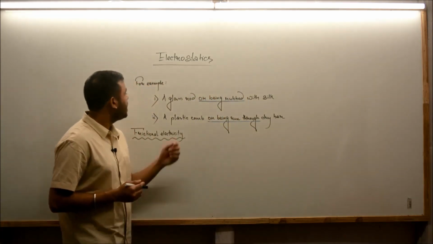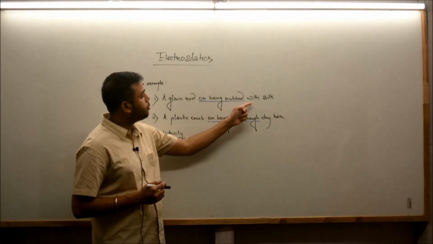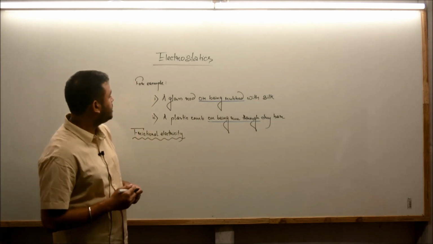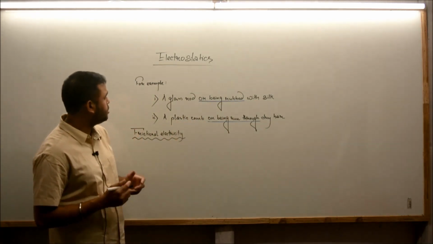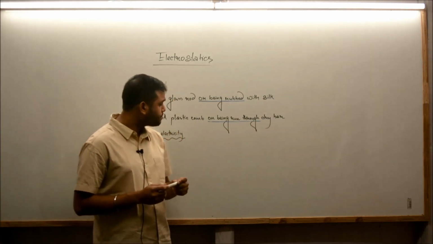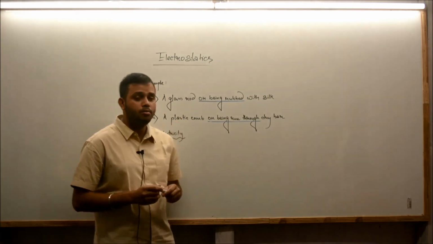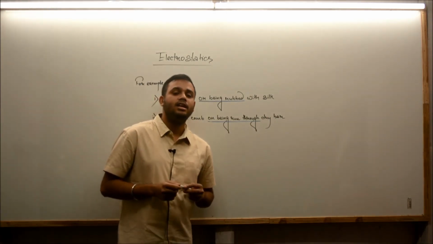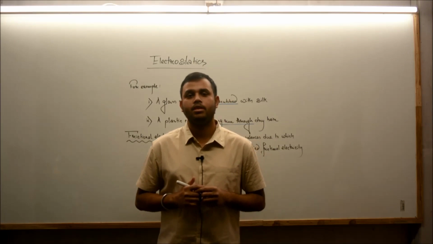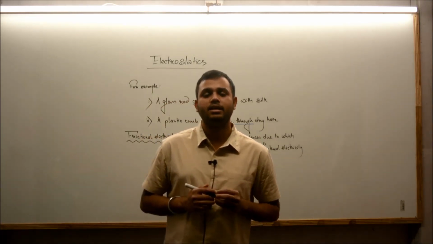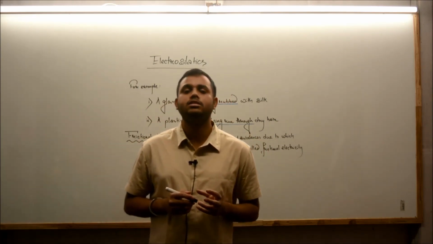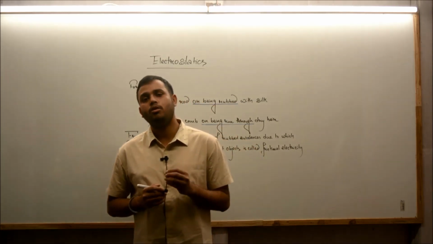Let us see a few examples. A glass rod on being rubbed with silk. Here you can see that I have underlined on being rubbed. Then I think you can relate this example with your daily life: a plastic comb on being run through dry hair. So if you rub a plastic comb in your dry hair, after that you can see that it develops a property to attract small pieces of paper. Here one needs to keep in mind that because of rubbing or friction, the substance acquires the property to attract small objects.